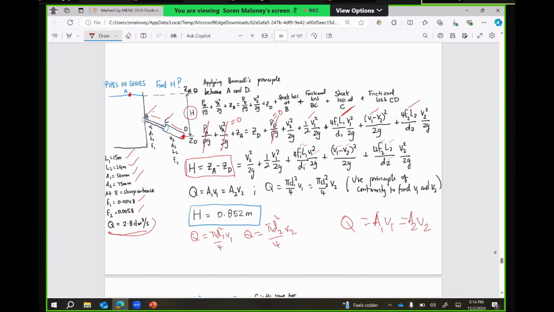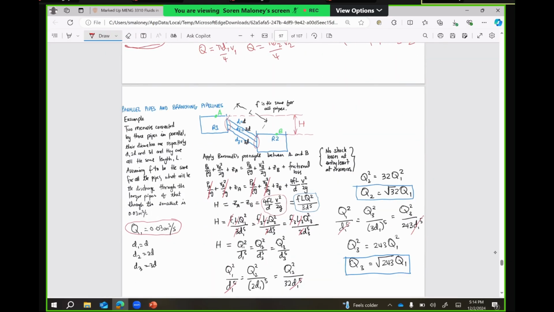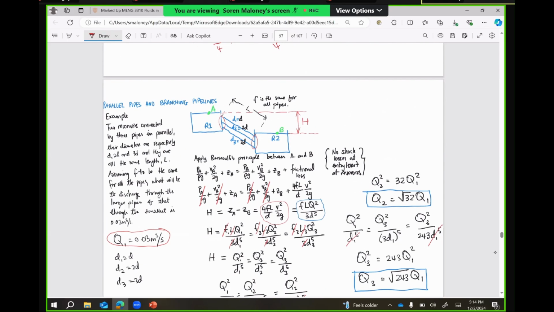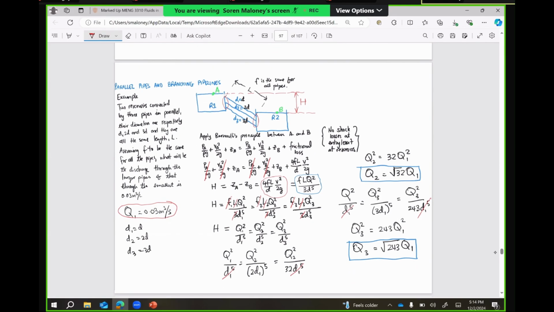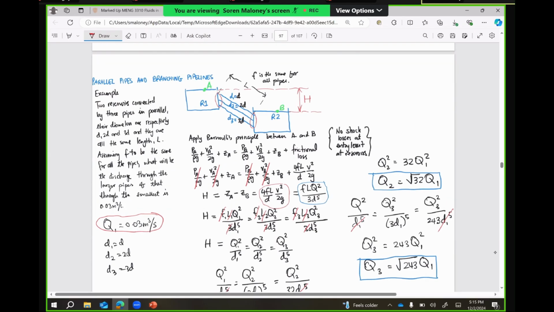Okay. So let's look at another one. This time I want to look at branches, right? Parallel pipes and branching lines, right? And you see how we do that, right? So here I have two reservoirs, right? Reservoir A, reservoir B, right?